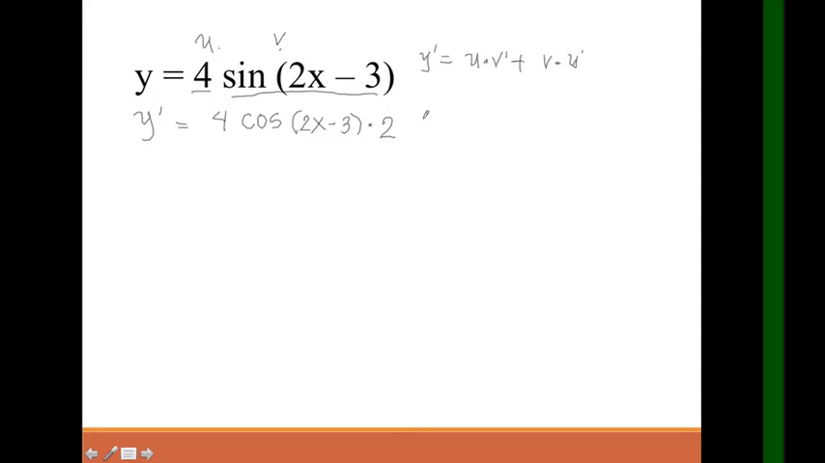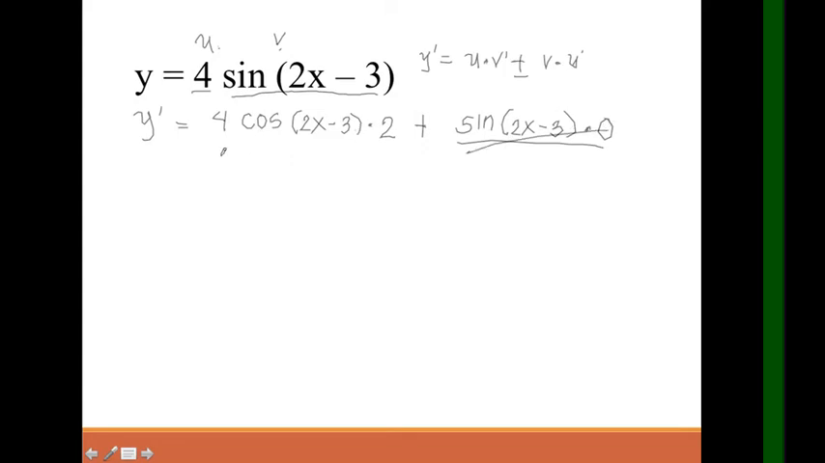Okay? Plus, ito yan, plus, what is v? The v is sine 2x minus 3. And the derivative of u is 0 since it's constant. So, we will multiply 0. And as we all know, when you multiply 0 and sine quantity 2x minus 3, we will just cancel this one. So, matitira na lang ito.